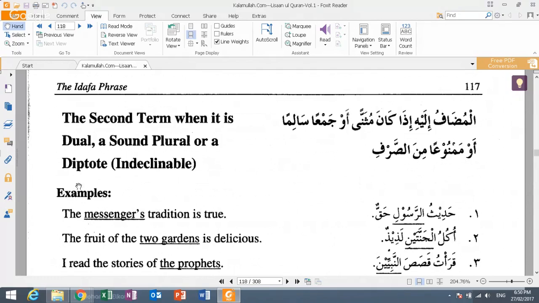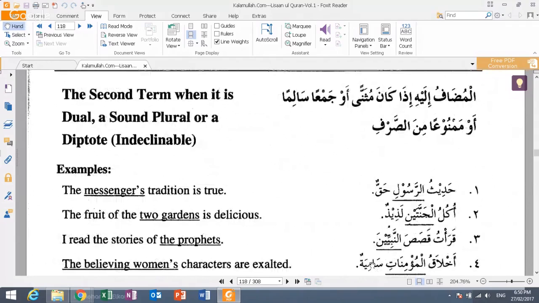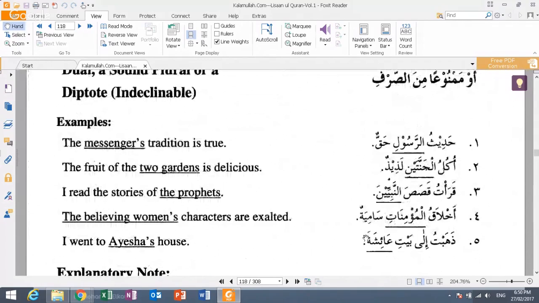So if the mudaf ilayh is dual or jama salim, or there's another case, that's called mamnu' min as-sarf. In English they say diptote. So this means at the end, the last letter. Okay, I will get the example for you here. Aisha.